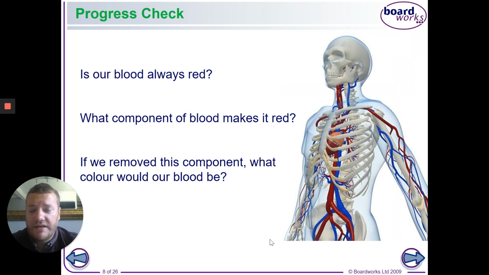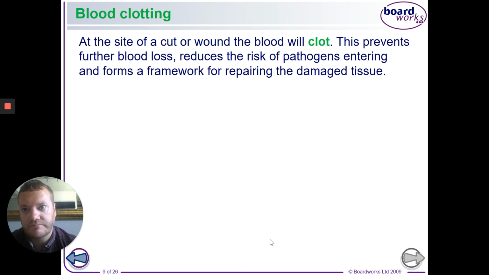Okay, is it always red? The answer is yes, it's different shades of red, but it is always red. What component of blood makes it red? It's the red blood cells. And if we remove that component, what colour would it be? Well, as we saw on the previous slide, if you remove the red blood cells, you're left with a yellowy liquid. So that's what colour it would be.